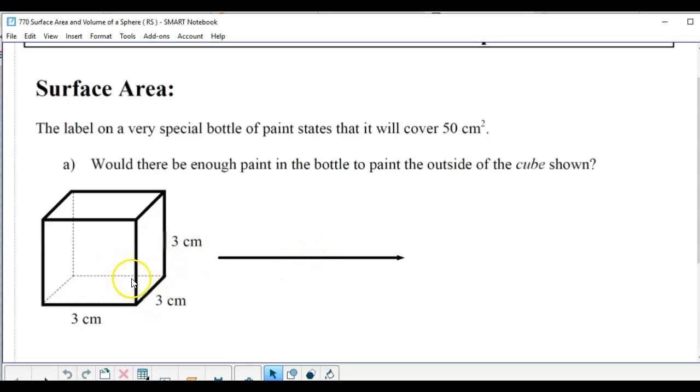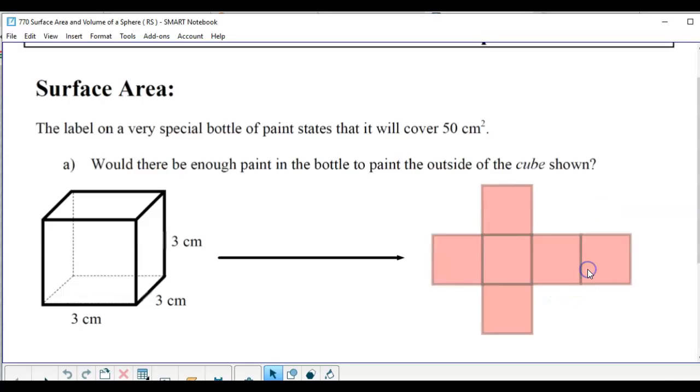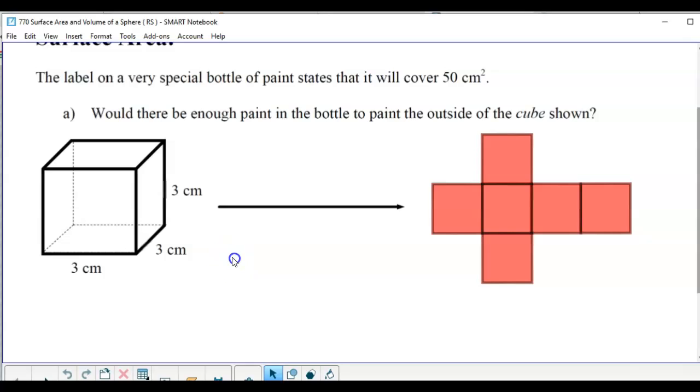So all of these sides are the same. They're 3 by 3, and there's 6 of them. So if you were to draw the net, there's a net of a cube, 6 sides the same. Okay, and so what's the area of each of the sides? They're squares.